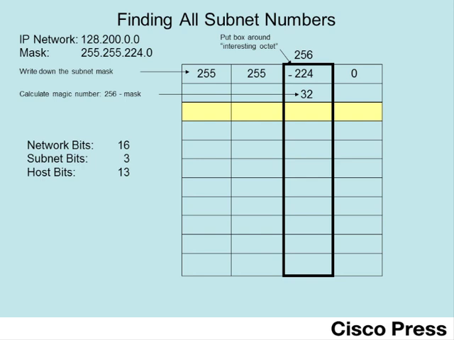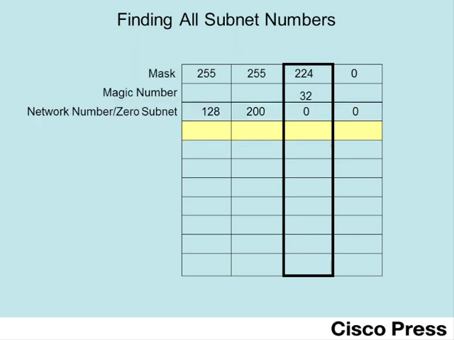Now with all these bits of information gathered, let's go ahead and write down the first subnet number in this network when using this mask. To do that, we simply copy the IP network number down into the next row, 128.200.0.0. That's the first valid subnet number, and it's also called the zero subnet. It's called the zero subnet for several reasons, but today you can just think of it as the subnet number whose number is an exact replica of the IP network number.